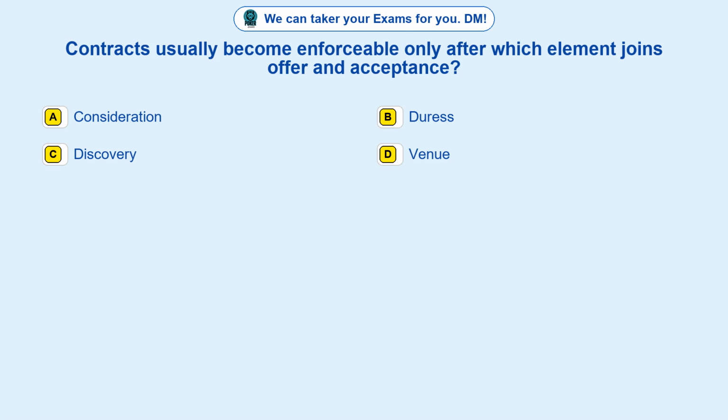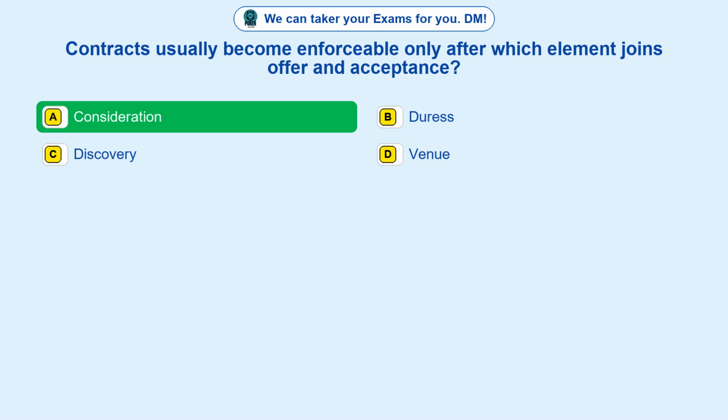Question 1. Contracts usually become enforceable only after which element joins offer and acceptance? Option A, consideration. Option B, duress. Option C, discovery. Option D, venue. The correct answer is option A. Consideration.